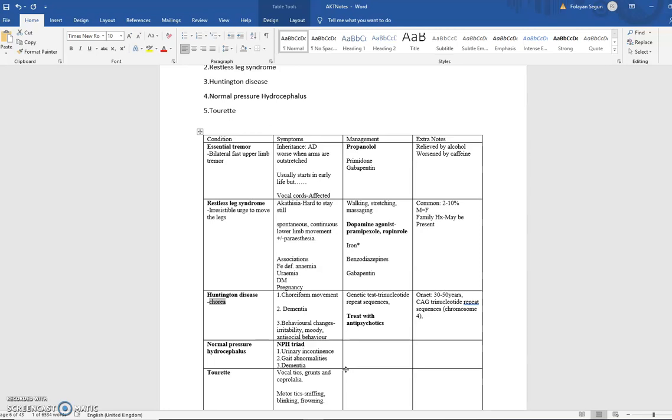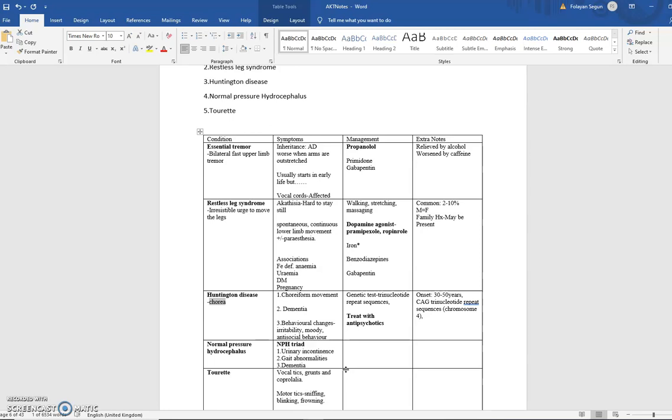They paint a scenario for you, tell you about a 60-year-old man who has a dancing like movement. He has some memory issues. He has some mood changes. He's irritable, he has antisocial behavior. What is the diagnosis? Essentially, what I'm saying is Huntington disease has a characteristic set of features that you expect to see.